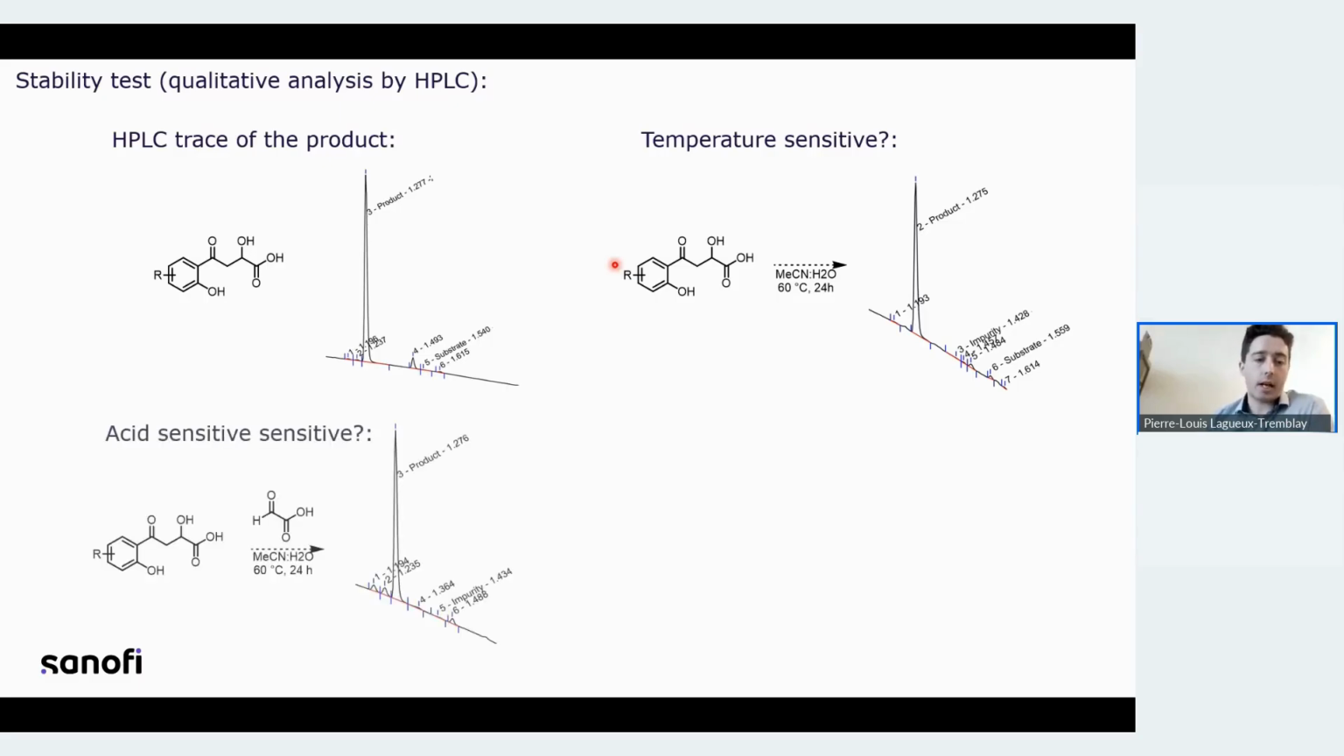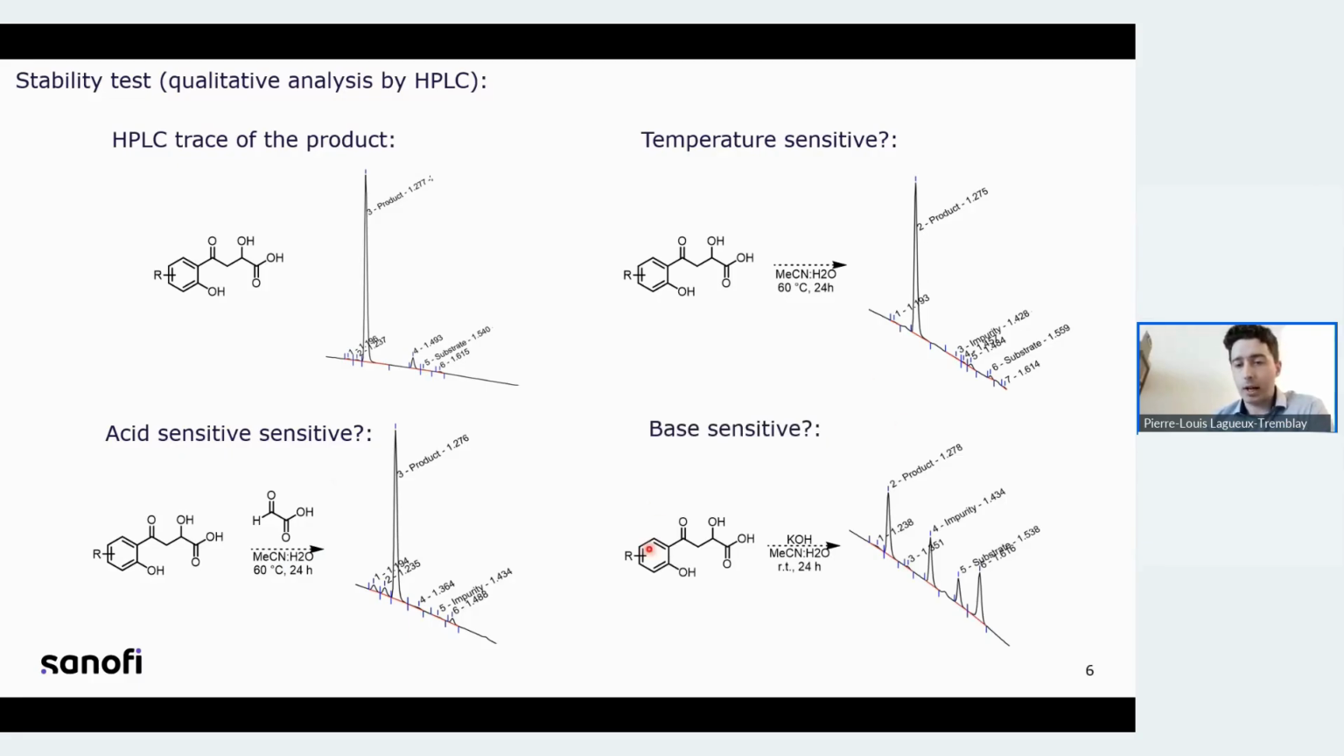Then is it acid sensitive? So we have an excess of glyoxylic acid, and even at elevated temperature with the glyoxylic acid, we don't see the decomposition of the starting material. So really what was the problem was the base. As soon as this product warms up in the presence of the base, we can see a rapid decomposition to a series of impurities, and we lose the product during the time that this is in the presence of the base or at higher temperature.